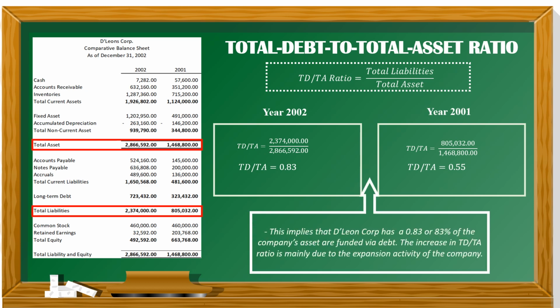Now, what does this mean? It means that the De Leon Corp has 83%, or 0.83, of the company's assets funded via debt, or via its total liabilities. So the increase in the total debt to total asset ratio here, if you can see, there is an increase from 0.55 to 0.83 in 2002. This is mainly due to the expansion activity of the company.